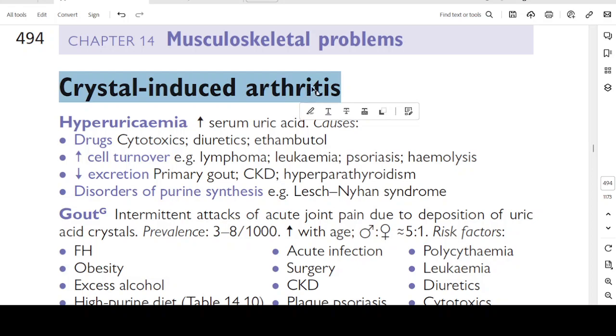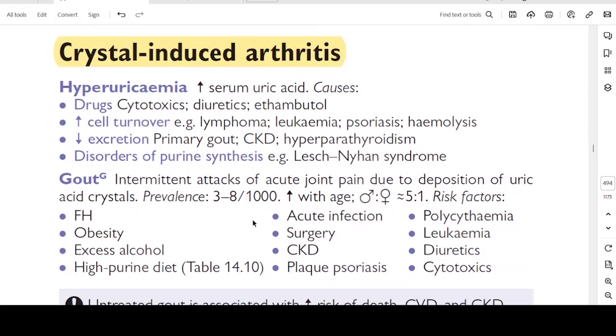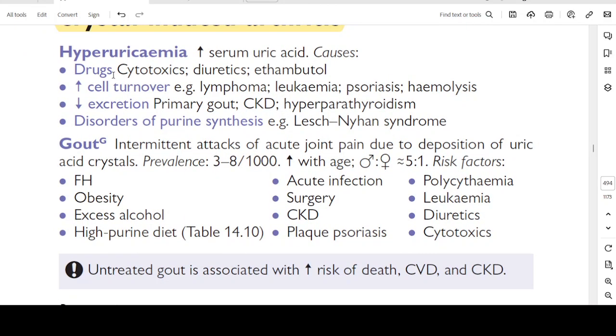Crystal-induced arthritis. Hyperuricemia, increase in serum uric acid. Causes are drugs: cytotoxic drugs, diuretics, ethambutol. Increase in cell turnover, like lymphoma, leukemia, psoriasis, hemolysis. Decrease in excretion: primary gout, CKD, hyperparathyroidism.